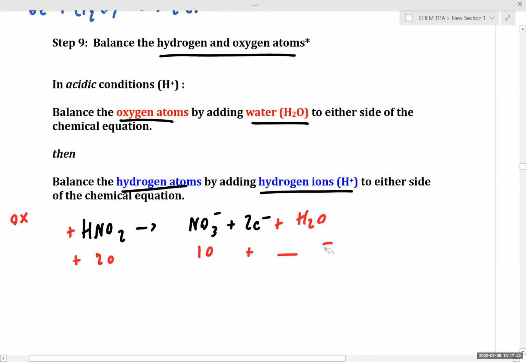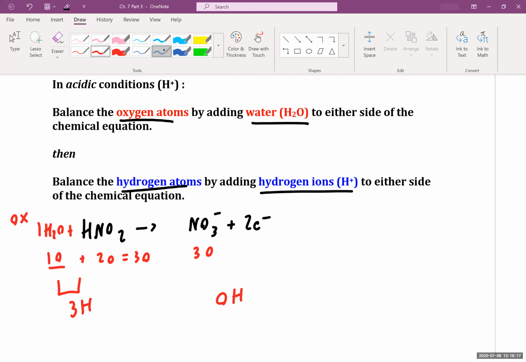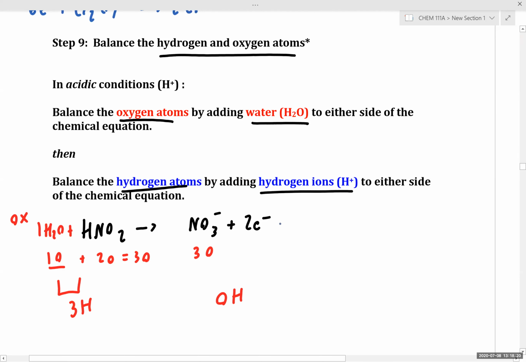Sorry, let me just reset that. I got one step ahead. I'm thinking of hydrogen. So we have 2 oxygens on the left, we have 3 oxygens on the right. So 2 plus what would give us 3? We'd need 1 water on the left. So now we have equal numbers of oxygens on each side, but now we have 3 hydrogens on the left and 0 hydrogens on the right.